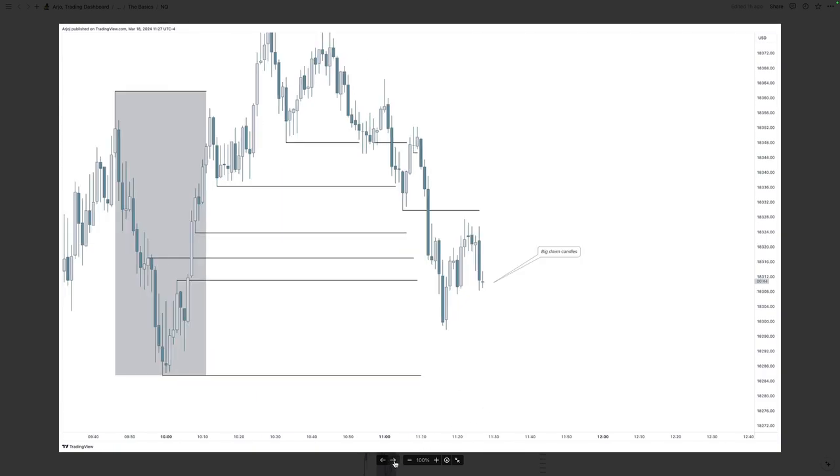Now right here, big down candles I mentioned, and the reason I mentioned that is because I was expecting at that moment in time we have no resistance anymore. So this is where price should speed up a little bit. Should happen fast. No resistance, so price can run right there to continue lower.